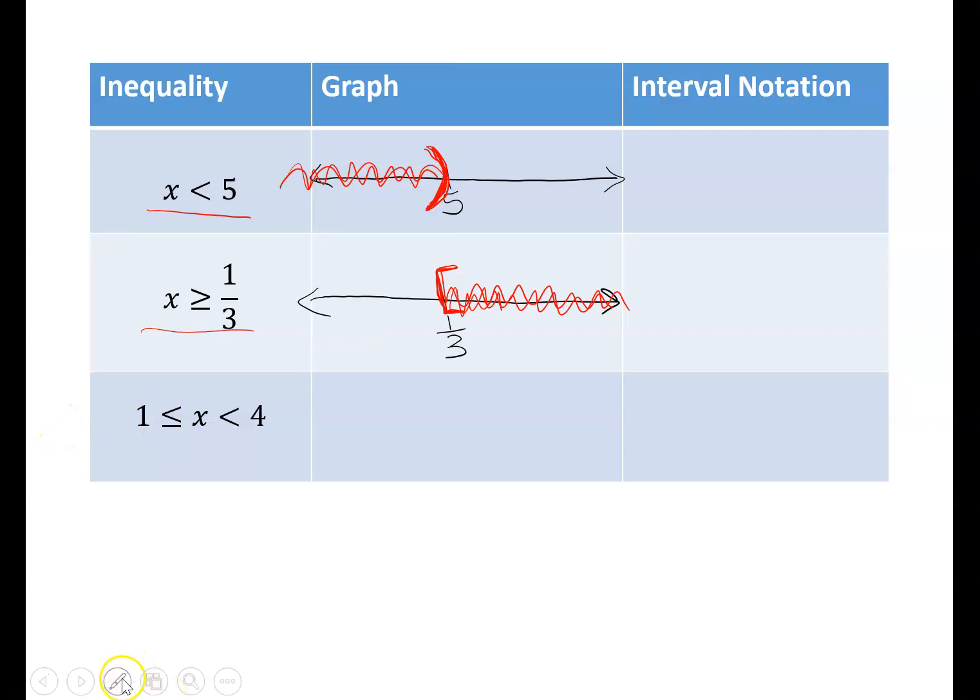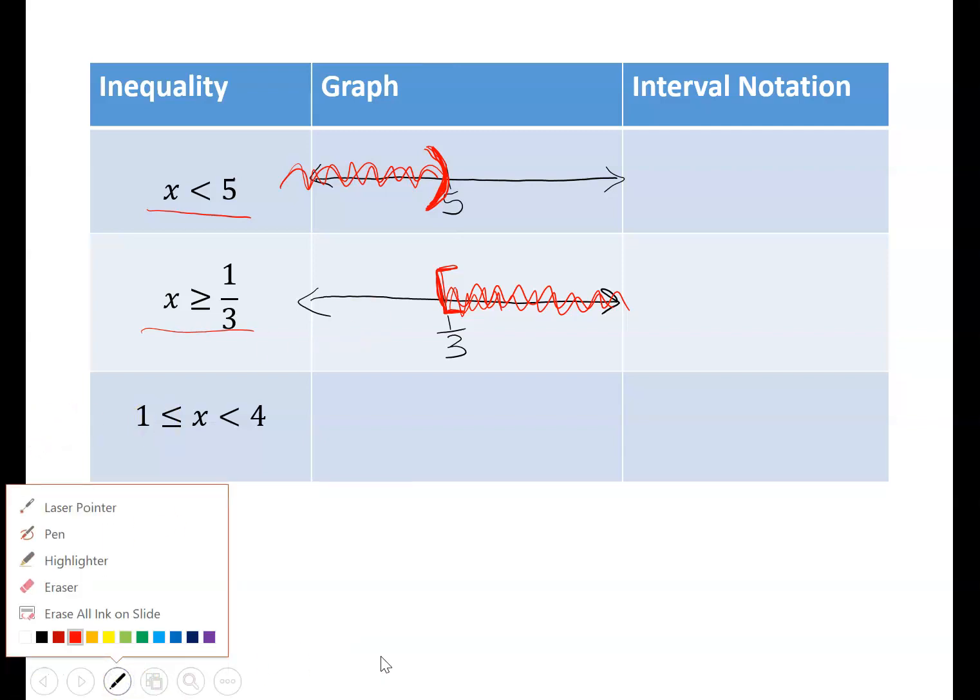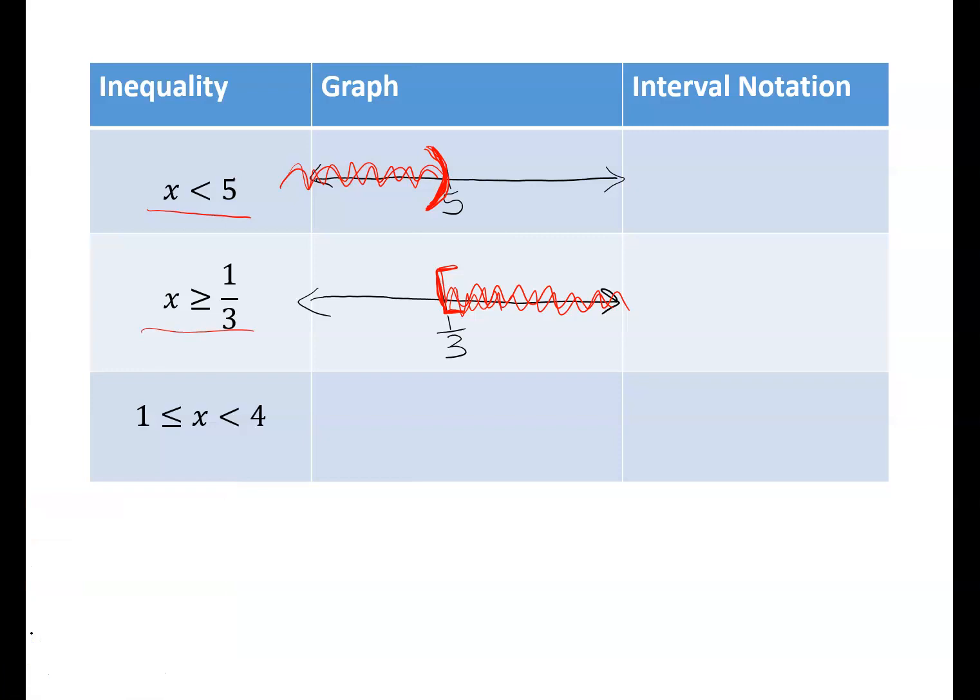Notice on both of those examples we just did, the shading is towards the direction that the symbol points. On the first example, the symbol points left and we shaded left. On the second example, the symbol points right and we shaded right. As long as your variable is on the left side of your inequality, that will always be the case.